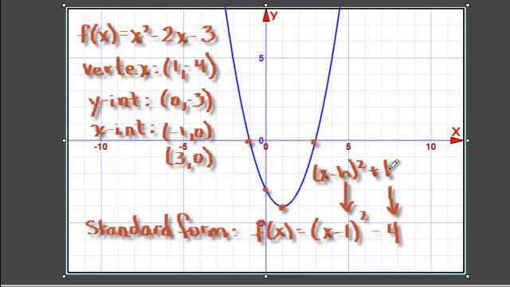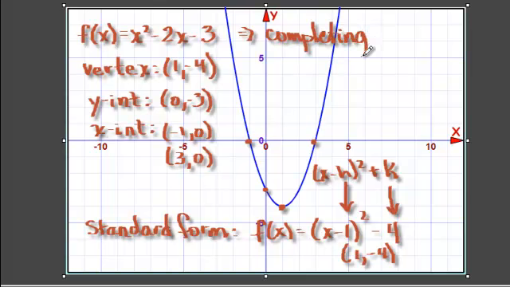squared plus k. So you'll have to remember to watch that sign on your h, because x minus h is standard, so this would happen at 1, and k would be negative 4, which is what we got. This is only if they happen to give it to you in standard form. If you want to, you can put your equation in standard form by completing the square to find the vertex.